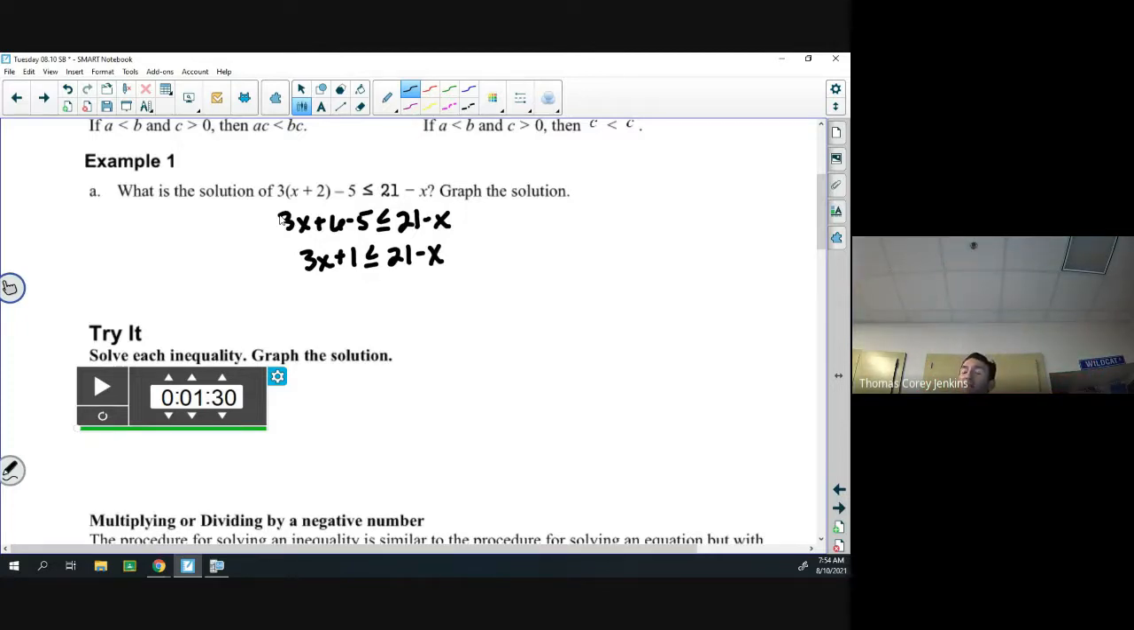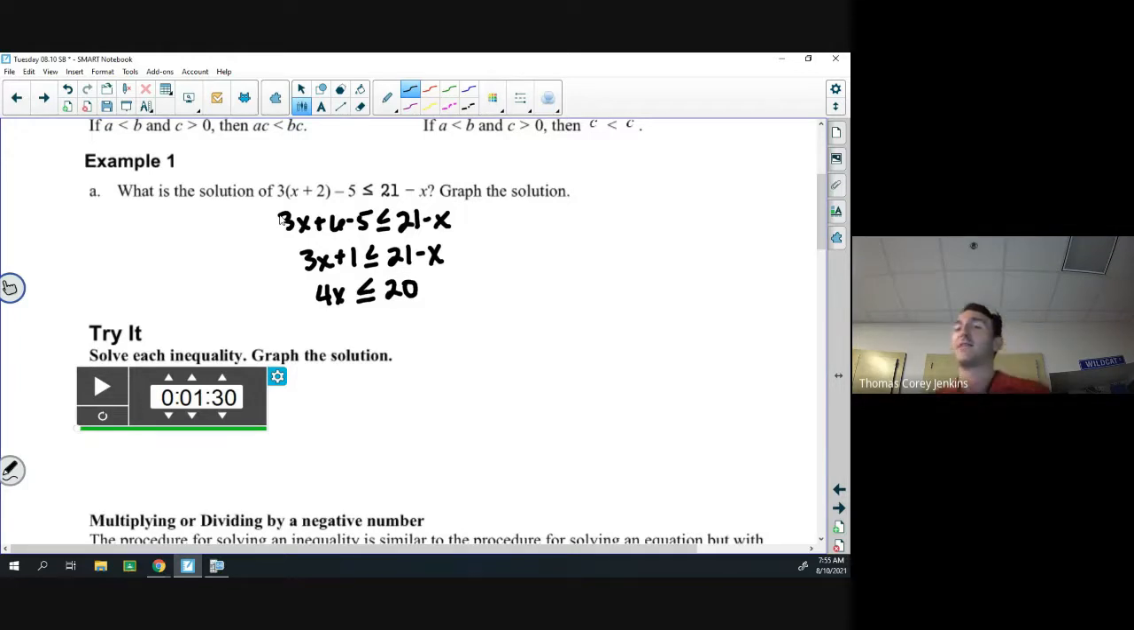Now I'll go ahead and get my like terms to the same side. So I'm going to add x to both sides. That gives me 4x on the left side and 0x on the right side. Just so we save ourselves a line of work, let's go ahead and subtract 1 from both sides in this step also. That's going to give me 4x plus 0 on the left side, and 20 on the right side. So we have 4x is less than or equal to 20.